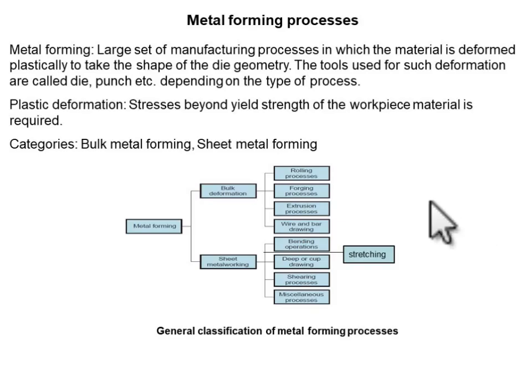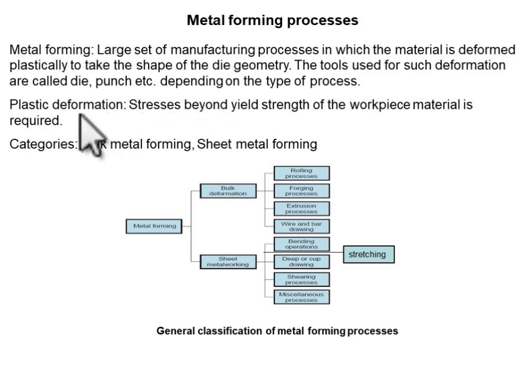First of all, we need to know what this metal forming process is. Metal forming process is a large set of manufacturing processes in which material is deformed plastically to take the shape of the die geometry. The tool used for such deformation is called a die and punch, depending on the type of process.